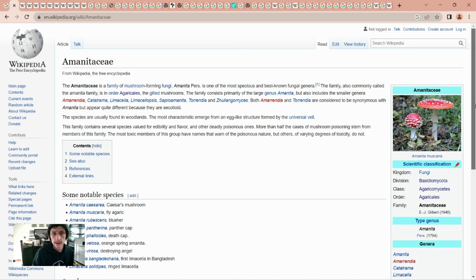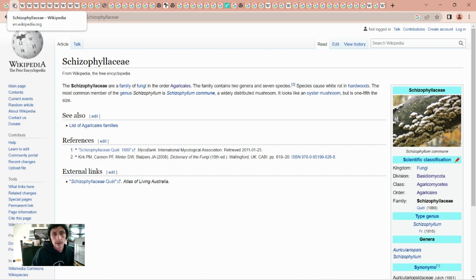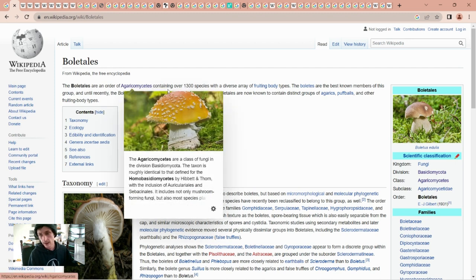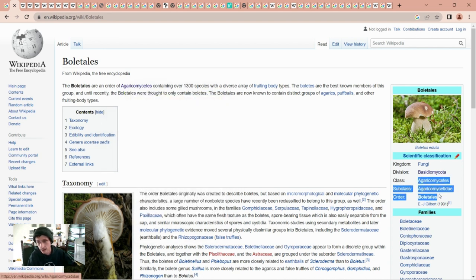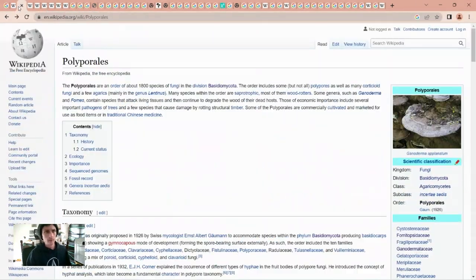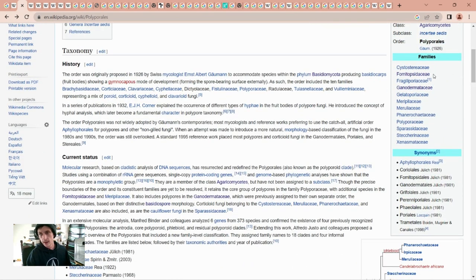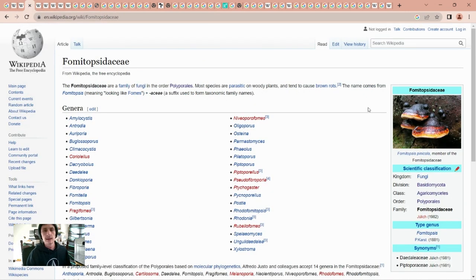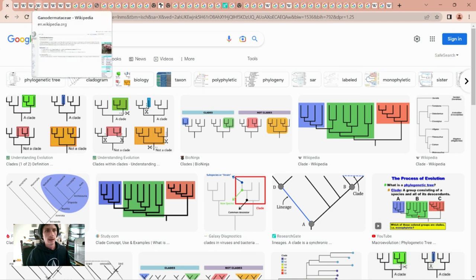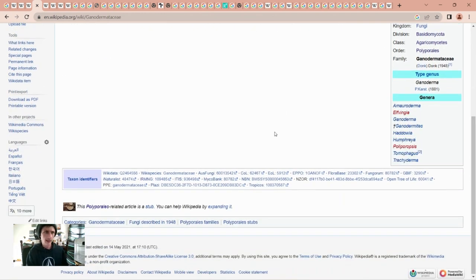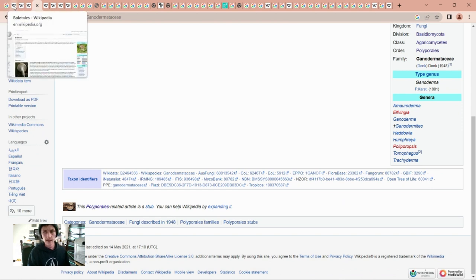Amanitaceae, the family that contains Amanitas. Schizophyllaceae, the Schizophyllum commune family. Boletales is actually another order inside the Agaricomycetes subclass, or Agaricomycetidae subclass. Within the order of Polyporales, you can see that there is the family of Ganodermataceae and Fomitopsidaceae. The Fomitopsidaceae is the common conchs, and the Ganodermataceae is Ganodermas. You can see the genera is included right here. And then that is going to bring us into our next taxonomic bracket, genera.